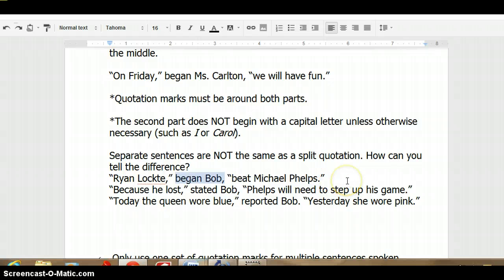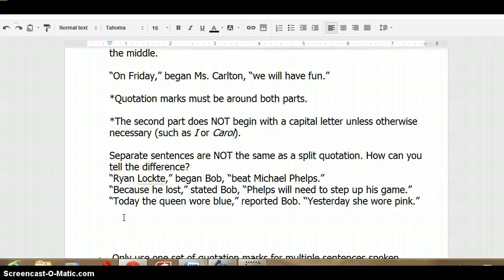So in a split, you're going to use that PQ rule 3 times. And note lowercase letter here because it's the middle of the quotation sentence. It wouldn't make sense to use a capital letter in the middle of a sentence, especially when you take out the tag. All right, let's look at the second example.